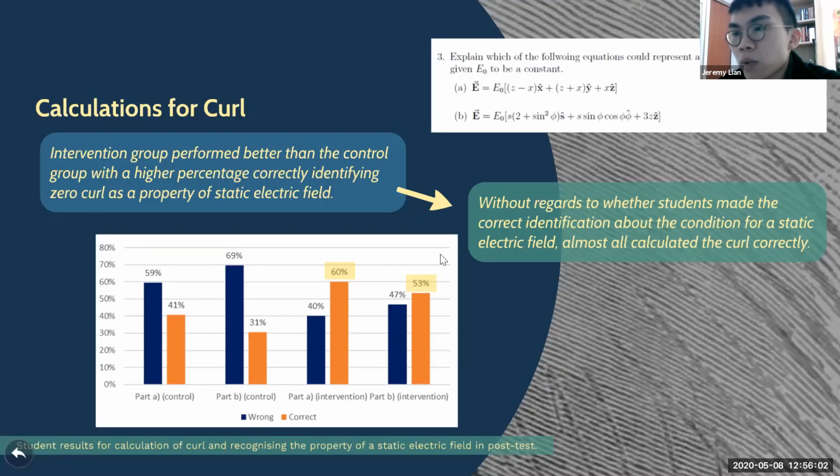Without regard to whether students made the correct identification about the condition for a static electric field, almost all calculated curl correctly. So mathematical calculation is not a problem for many students, as expected given the heavy focus on calculations in traditional tutorial classes.